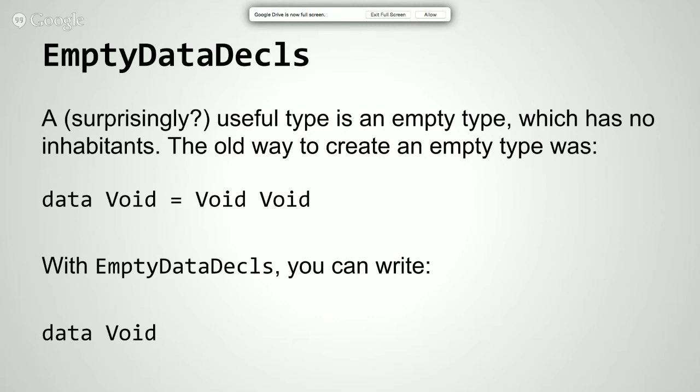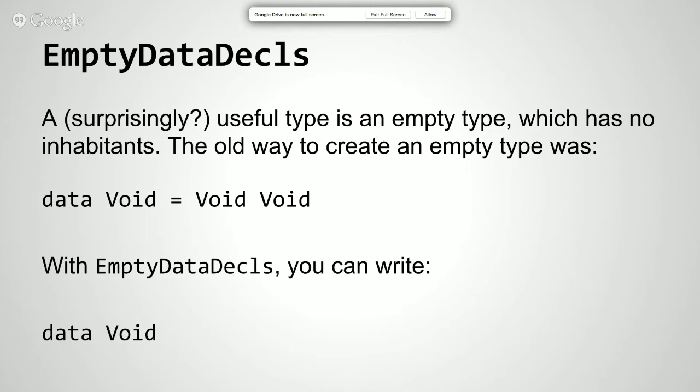Empty data decls, that allows you to create an empty type, which has nothing in it. The old way that you would do this was you would say data Void = Void, that's a constructor, of Void, which is the type Void. So that's a little confusing, but you're essentially defining a type in terms of itself, in a way that it can't reasonably recurse. Because I mean, you define list in terms of itself, but you have a base case. When you define Void in terms of itself with no base case, you're essentially saying I can't create one, but that's confusing as hell. And with empty data decls, you can just say data Void.